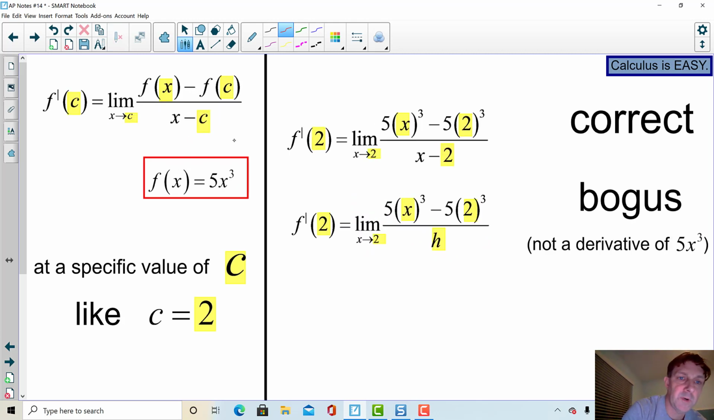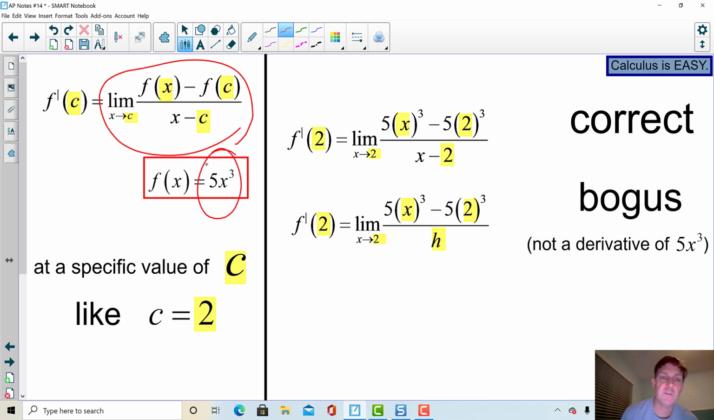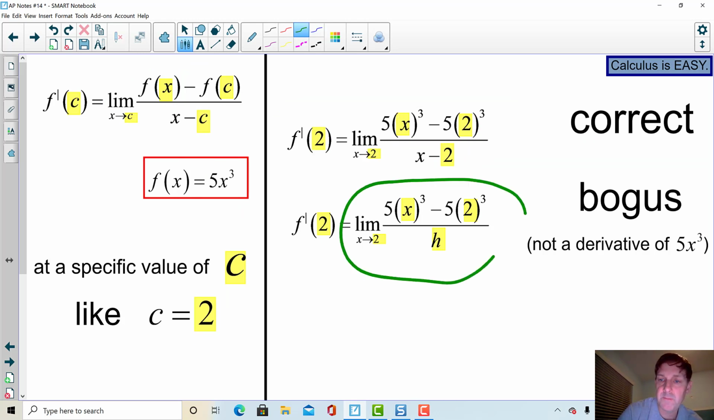Here's another example. We're going to use our third formula. We're going to still use the function 5x to the third at a particular value of 2. So all the c's get traded for a 2. This is still going to be f of x, so we still have our x on that one. So this would be the correct one on top. Because this one on the bottom is not the derivative of 5x to the third, I'm calling it bogus, but it's still a limit. It probably still has an answer, but it's not the derivative of 5x to the third.